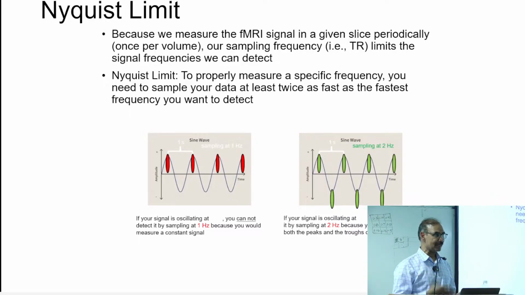Because fMRI cannot even measure the heart rate. It's too fast for most fMRI techniques. We are collecting at 2 seconds. We can measure the respiration rate, but not even the heart rate. Is that clear to everyone? So everyone understood the Nyquist theorem in time, right?